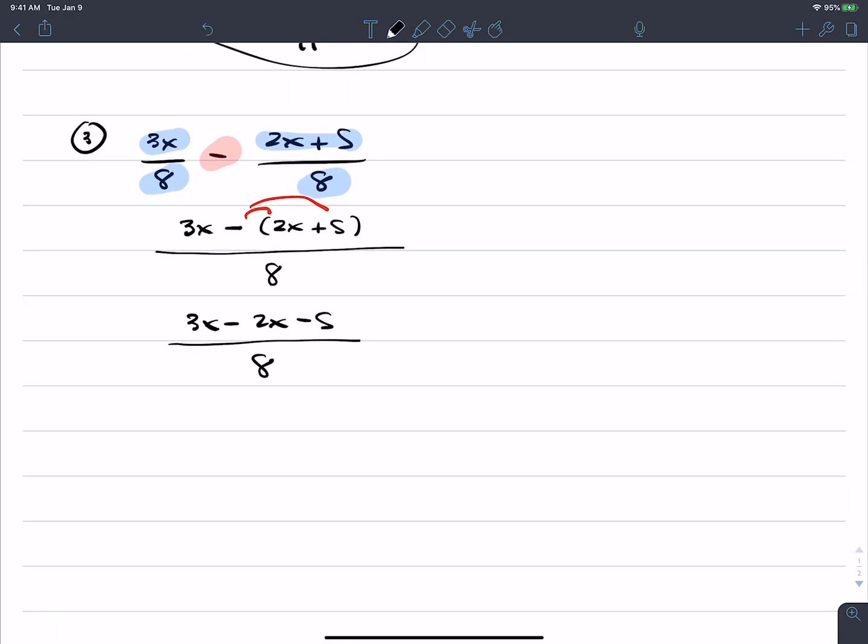And at this point, we're going to combine like terms. 3x minus 2x gives us simply an x. We can't combine the subtraction of 5 with anything, so we're done. So we have (x - 5)/8. And you can't simplify this because the numerator is not factorable.